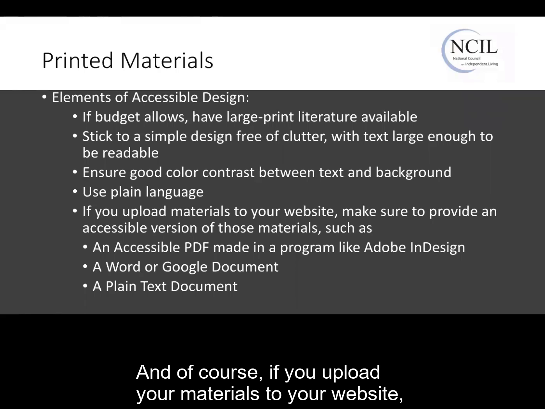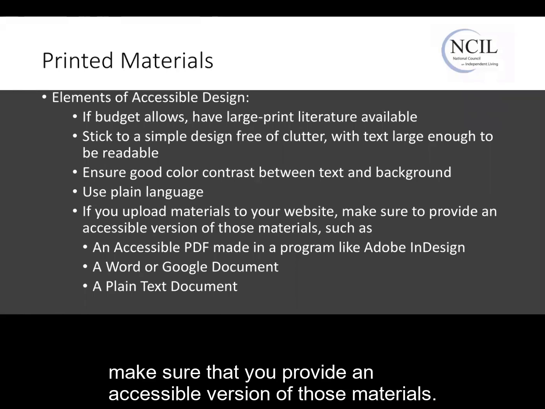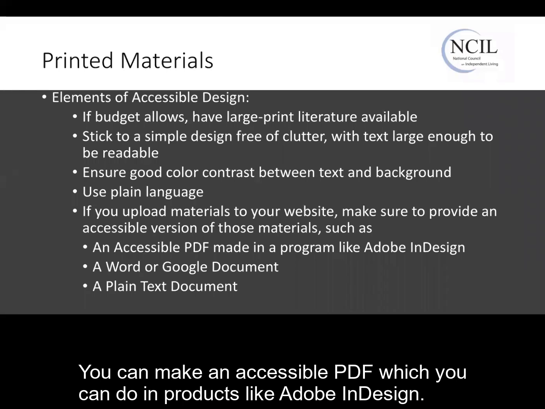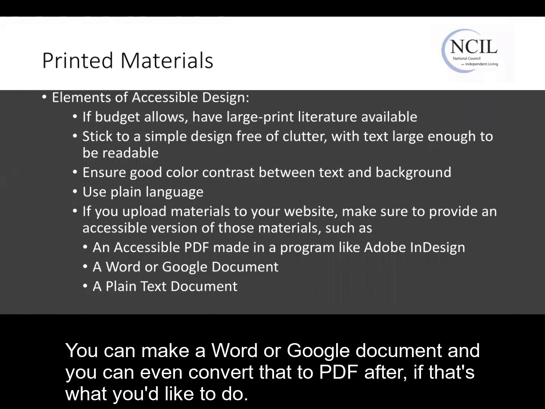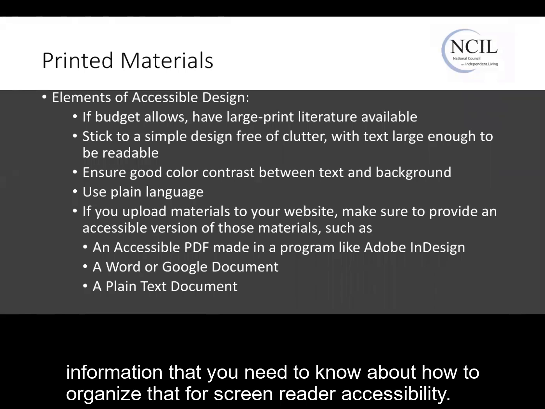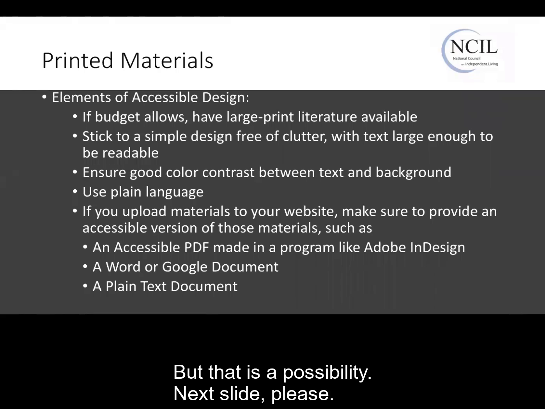And of course, if you upload your materials to your website, make sure that you provide an accessible version of those materials. And there's a few different ways that you can do this. You can make an accessible PDF, which you can do in products like Adobe InDesign. You can make a Word or Google document, and you can even convert that to PDF after, if that's what you'd like to do. You could create a plain text document, which there's a little bit of information that you need to know about how to organize that for screen reader accessibility, but that is a possibility. Next slide, please.